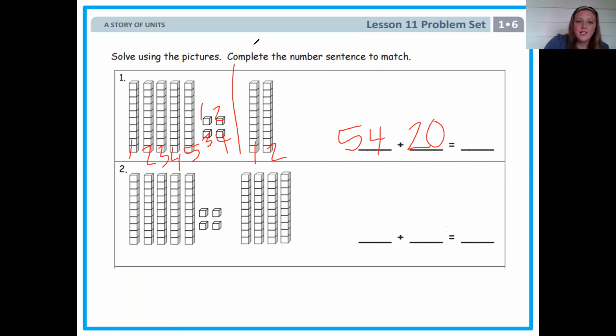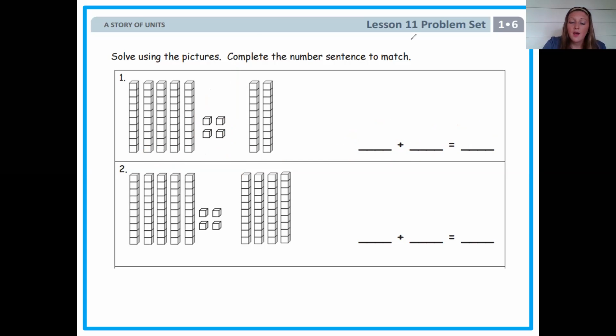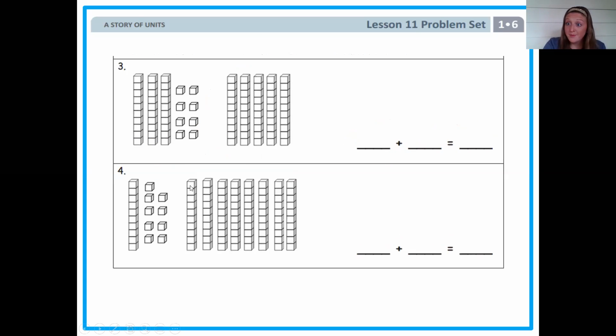There's 2 parts right here, so I'm going to add 54 plus 20. Well, I know 5 plus 2, 5, 6, 7, is 7. And I still have 4 ones right here. So my answer is 74. So go ahead and use your pictures on these to solve your problems and write an addition sentence to match.